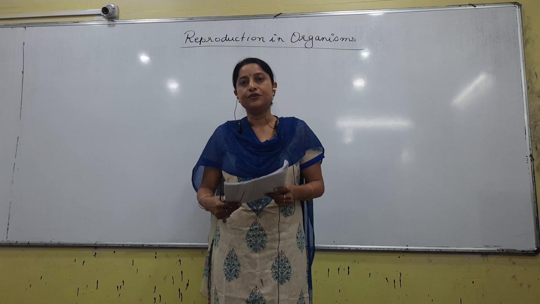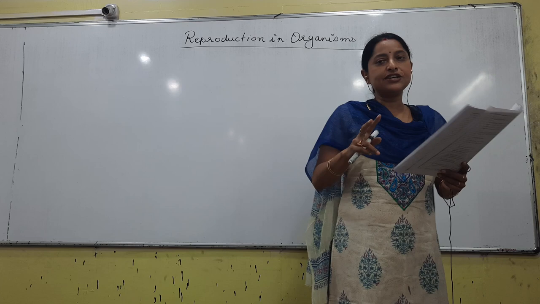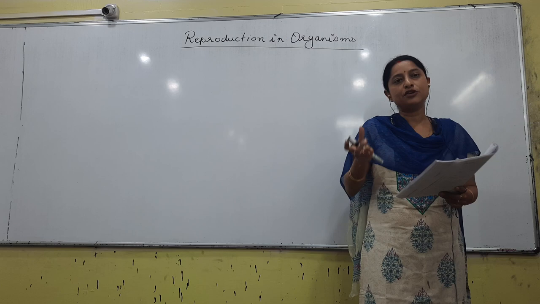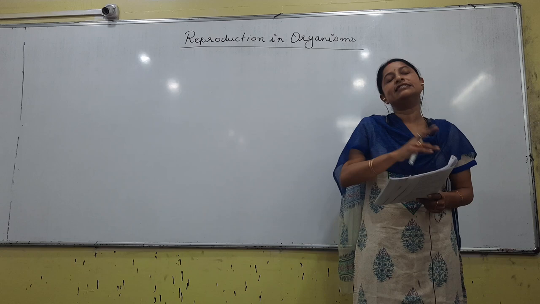So, fission has been divided into two types, binary fission and multiple fission. Binary fission means one parent will produce two offsprings. Multiple fission, one parent will produce many offsprings, right? Binary fission again is of three types, irregular, then longitudinal and transverse.